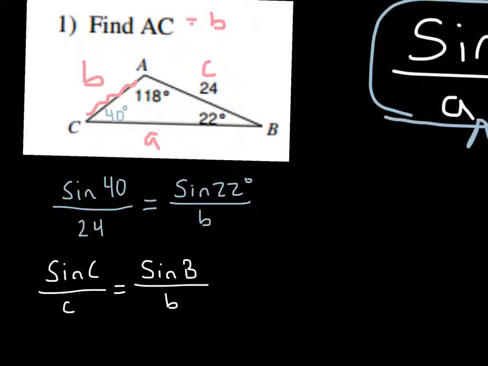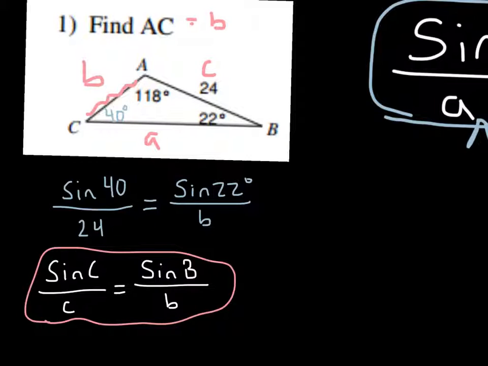Now I've got an equation with only one variable to solve for. I know the sine of 40 is just a number, and I know the sine of 22 is just a number. So now I'm going to go about solving this. And this is the portion of the law that I'm using to make this work. You may not even want to think of it as a portion of the law. Just know that the sine of an angle over the opposing side is equal to the sine of the angle over its opposing side. That's the principle. And so I'm going to just solve for B before I calculate any of the sines.